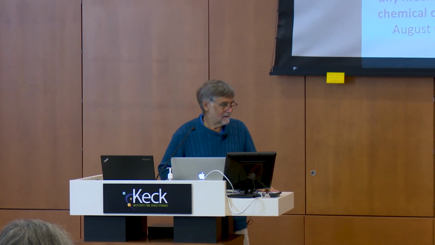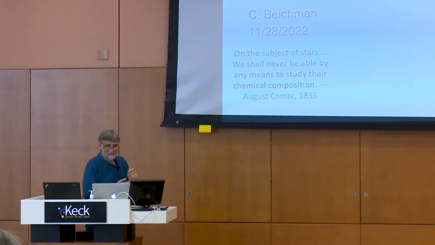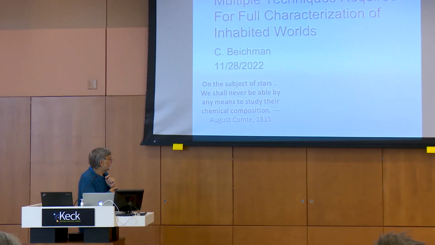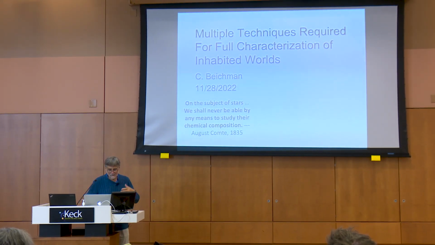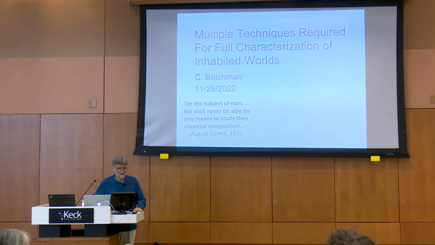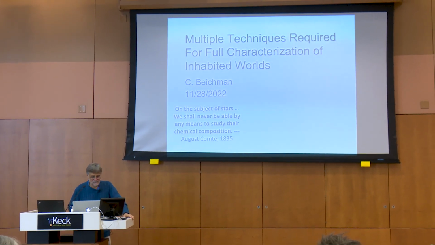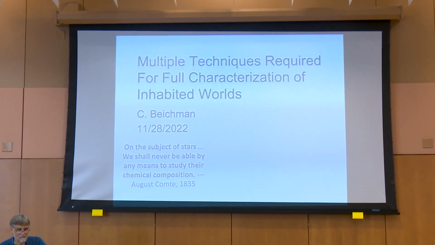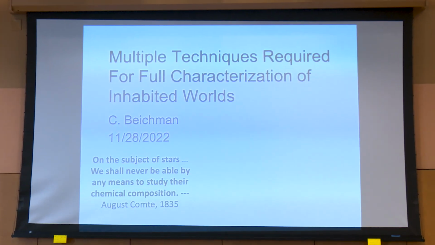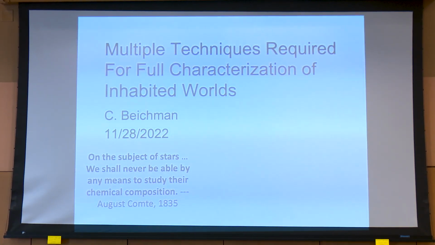First thing I want to highlight is this great quote by Auguste Comte, who in the middle of the 19th century said, "We'll never be able to study the stars by any means to understand their chemical composition." Well, turns out we could do it with stars, and we're already doing it with planets, and we're going to be able to eventually find evidence for life.